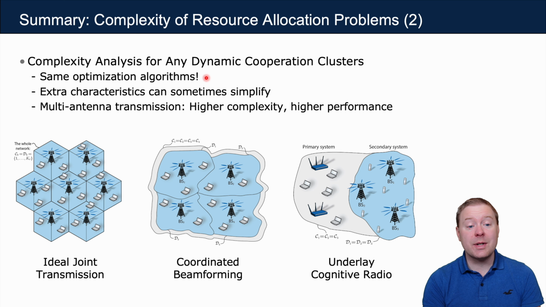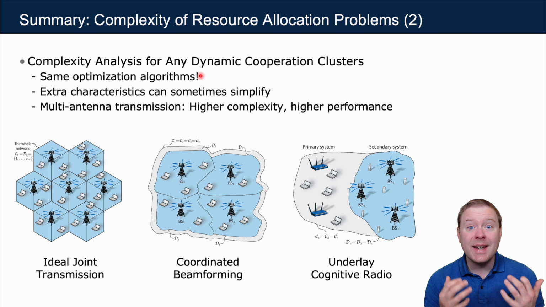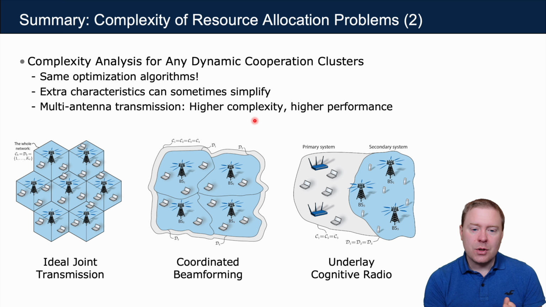What I have shown you now is a complexity analysis for resource allocation with any dynamic operation clusters. So the same optimization algorithms can be utilized with ideal joint transmission, with coordinated beamforming, with cognitive radio, and sometimes you might have some extra characteristics that simplify the problems a bit, but in general, this is the kind of complexity you should expect. If you have multiple antennas, which is the main point here, you have higher computation complexity, but also higher performance for your users.